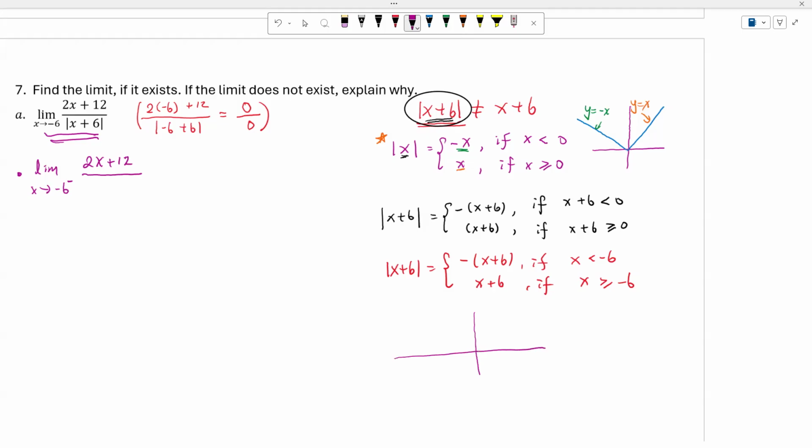Now, if we look at the graph of this one right here, basically I have this negative 6 right here. Then, on this one, when x is less than negative 6, the function that I have is actually negative x plus 6. And on this side right here, it will be x plus 6.